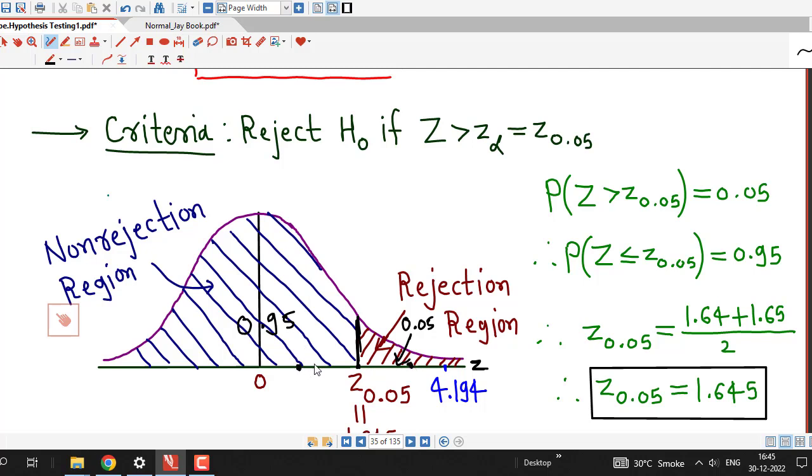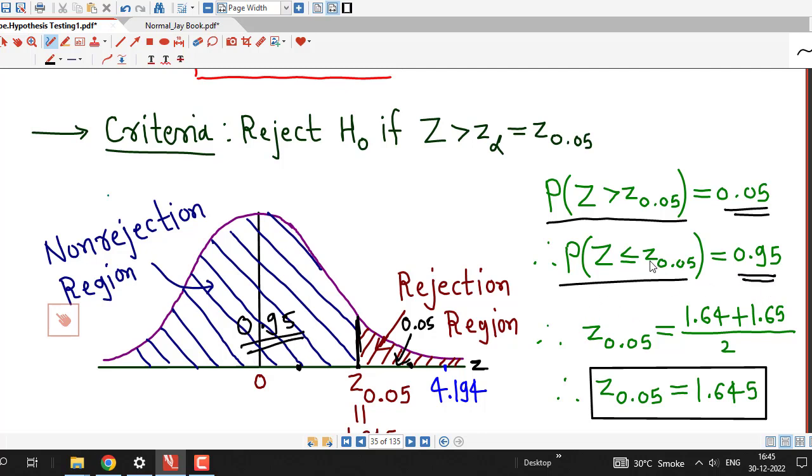If the test statistic is to the left of this value, we cannot reject the null hypothesis. So from this we know that the probability that z is greater than z 0.05 is 0.05. Therefore the probability that z is less than or equal to z 0.05 is 0.95.